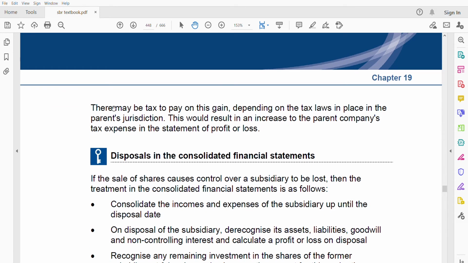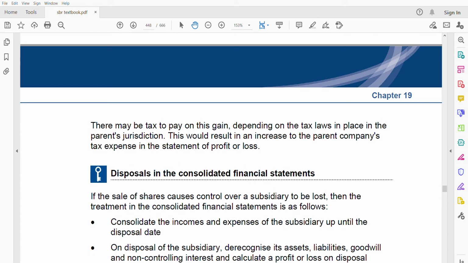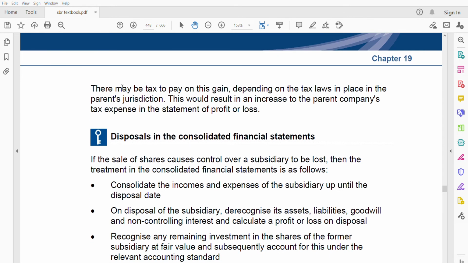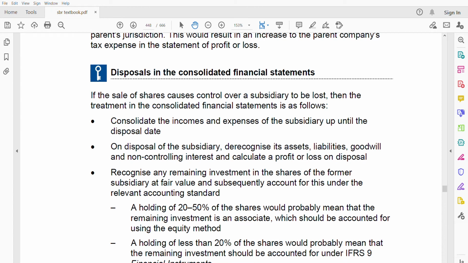Now, there may be tax to pay on this gain, depending on the tax laws in place in the parent's jurisdiction. This would result in an increase to the parent company's tax expense in the statement of profit or loss. These things are not so important because rarely do they ask about the individual financial statements from the parent's point of view. But if they ask, you should know that if there's a gain, you have to pay tax. Because of that tax, the parent company's tax expense will be higher in their statement of profit or loss. But for us, what is important is the consolidated financial statements: what is the impact of this disposal?